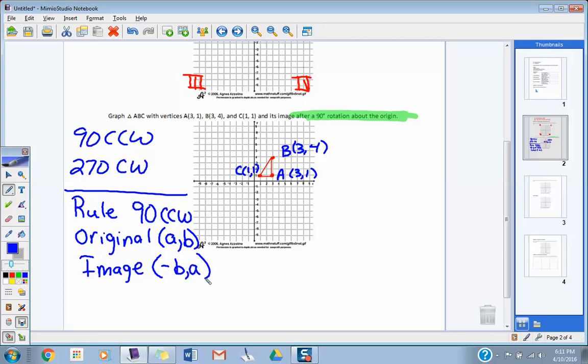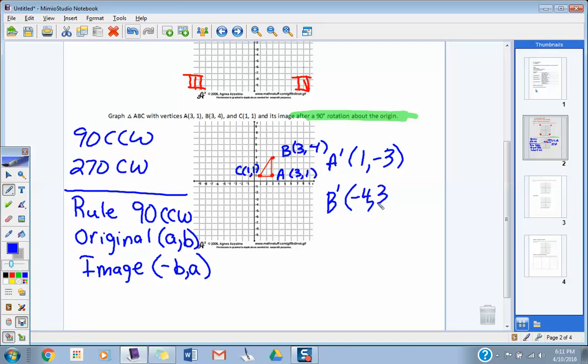So for my points over here, A being 3, 1, this means that A prime is going to map into, we're going to switch the order on 3, 1 to 1, 3, but I need to change the sign on that 1. So A prime is going to fall at 1, negative 3. B prime will fall at, now B is 3, 4, so I want to switch the order to 4, 3, but the sign on the 4 is going to switch to negative 4, 3.